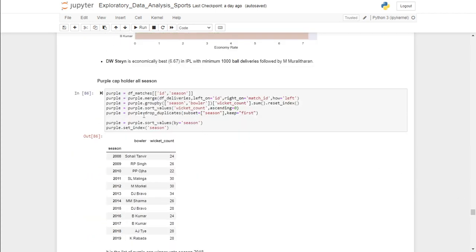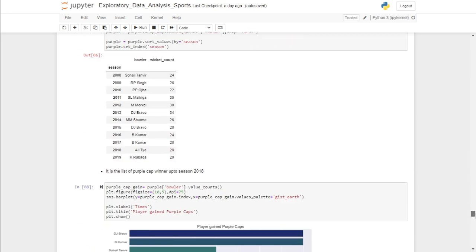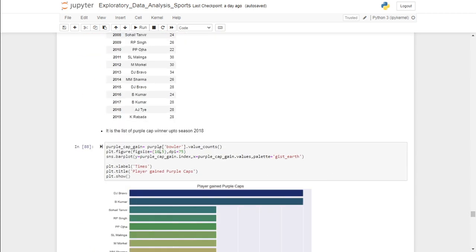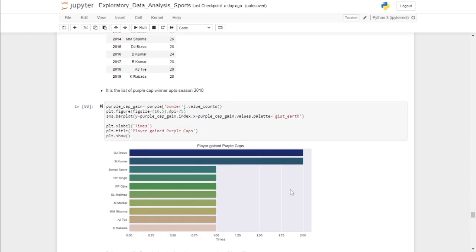And purple cap holders for all seasons, you can say the season-wise winner of the purple cap and wicket count. DJ Bravo in 2013 wins, getting the most wickets in a season. And Bhuvneshwar Kumar and DJ Bravo both win the purple cap two times and the rest single times.